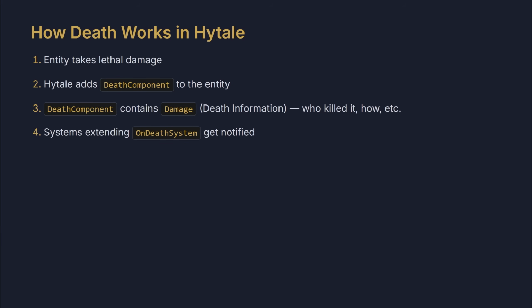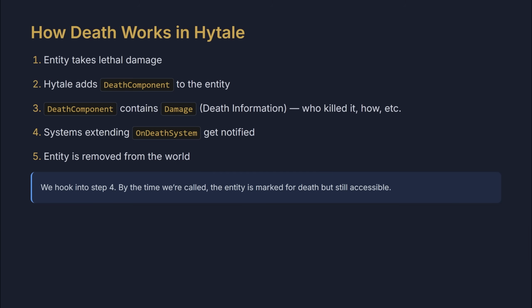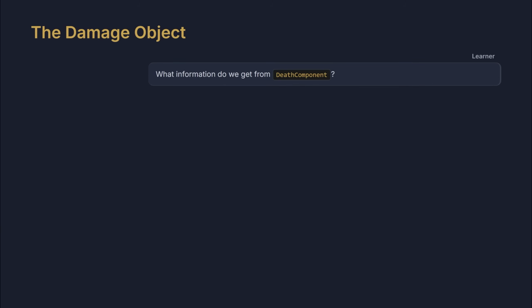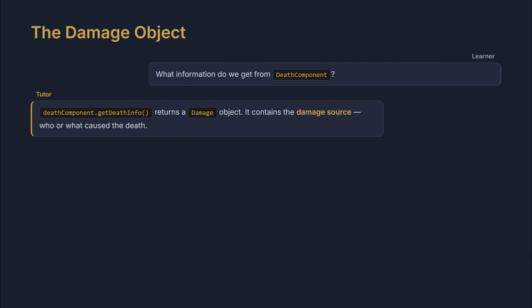And the systems extending on death system get notified, and then the entity is removed from the world. We will hook into step 4, where by the time we're called, the entity is marked for death but is still accessible. So what information do we get from the death component? The death component provides a method called getDeathInfo, and it returns a so-called damage object. It contains the damage source, for example, who or what caused the death.